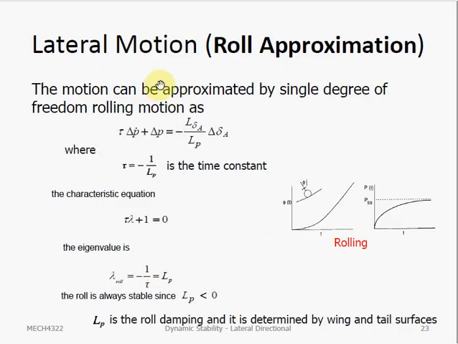Now, for the rolling mode approximation, we know that roll mode is a single degree of freedom motion, and the dynamic equation of the rolling mode is exactly the same as the pure rolling motion dynamics that we derived in the first part of the lecture. We also know that the roll damping variable here affects the roll mode time constant, as well as the steady state roll rate value.